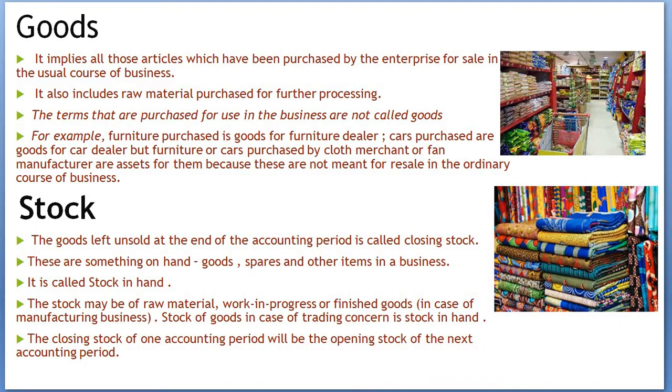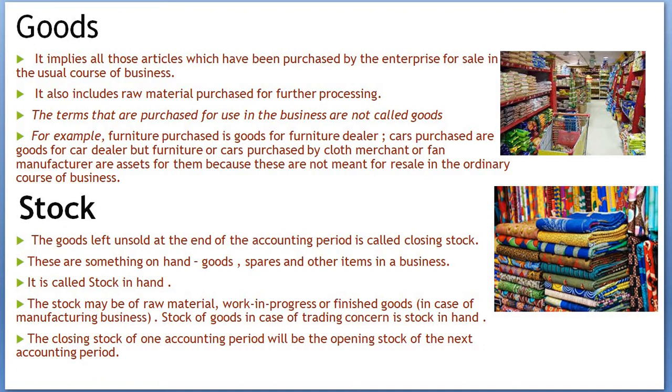For a manufacturing concern, the raw material will be the goods. The items that are purchased for use in the business, the things you use to run the business, for example furniture, machinery, building, land, plant, are not termed as goods. These are the assets for the business. Furniture is goods only for a furniture dealer. Building is termed as goods only for the person who deals in the sale and purchase of buildings. So goods means the things in which the businessman is doing the business.